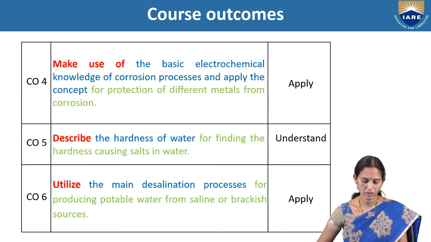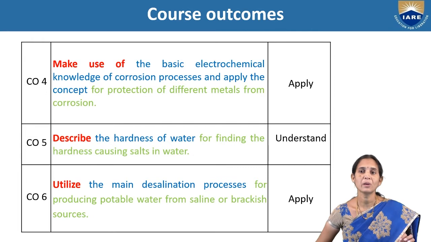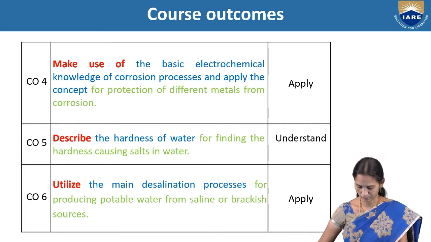Then CO6 here, utilize the main desalination process. Desalination process is one of the treatment methods for producing potable water from saline or brackish water. So here we are going for utilization of the treatment methods to produce soft water. So we are giving here apply.